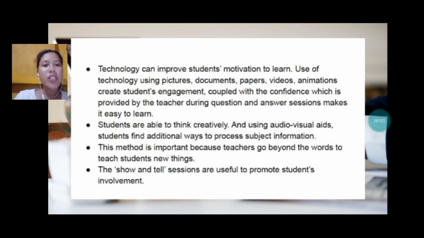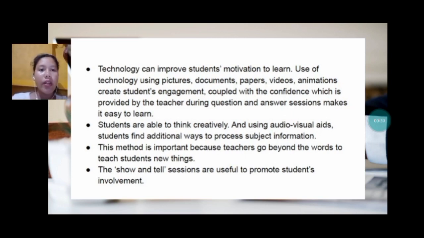Next, the technology can improve students' motivation to learn. Use of technology using pictures, documents, papers, videos, animations creates students' engagement, coupled with the confidence which is provided by the teacher during question and answer session makes it easy to learn.